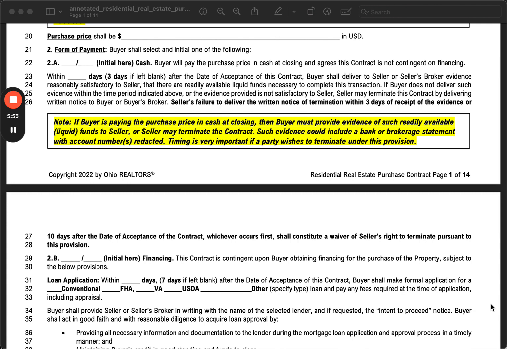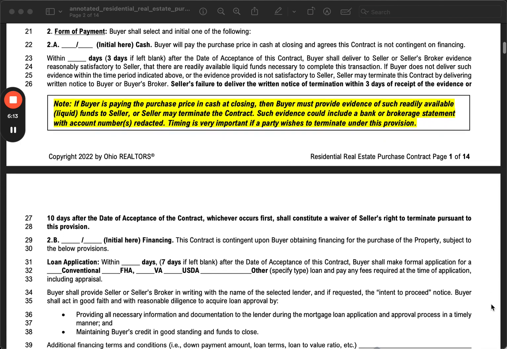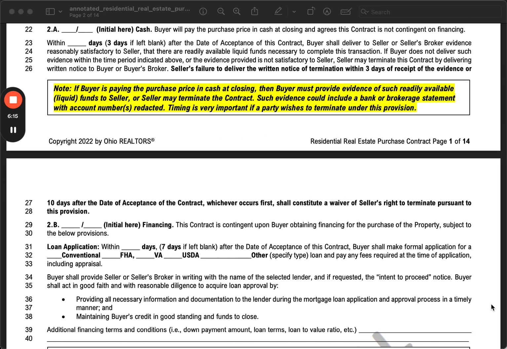If the buyer does not deliver such evidence within the time period indicated above, or the evidence provided is not satisfactory to the seller, the seller may terminate this contract by delivering written notice to the buyer or the buyer's broker. In bold font here you'll see the seller's failure to deliver the written notice of termination within 3 days of receipt of the evidence or 10 days after the date of acceptance of this contract, whichever occurs first, shall constitute a waiver of the seller's right to terminate pursuant to this provision.